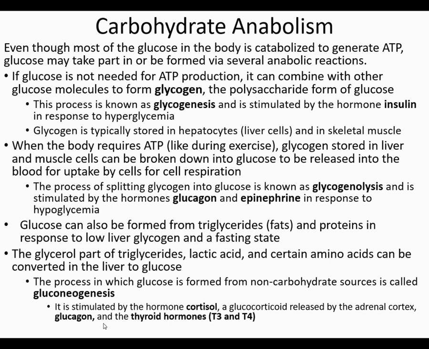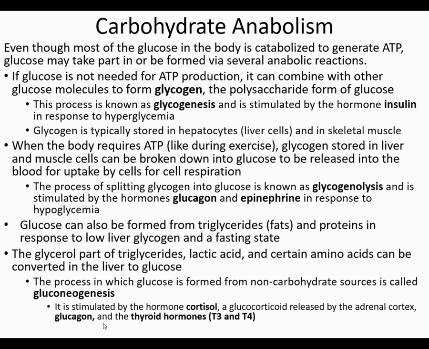Instead of calling it epinephrine, most people call it adrenaline, which we release during that fight or flight response, right? Okay. And during a fight or flight response, we need all hands on deck, aka we need as much energy as possible. How do we get energy? Well, we can break down our glycogen into the glucose, which then can be used to make the ATP. Okay. We can also make glucose from triglycerides and proteins in response to low liver glycogen and in a fasting state. And that's what we're showing down at the bottom.